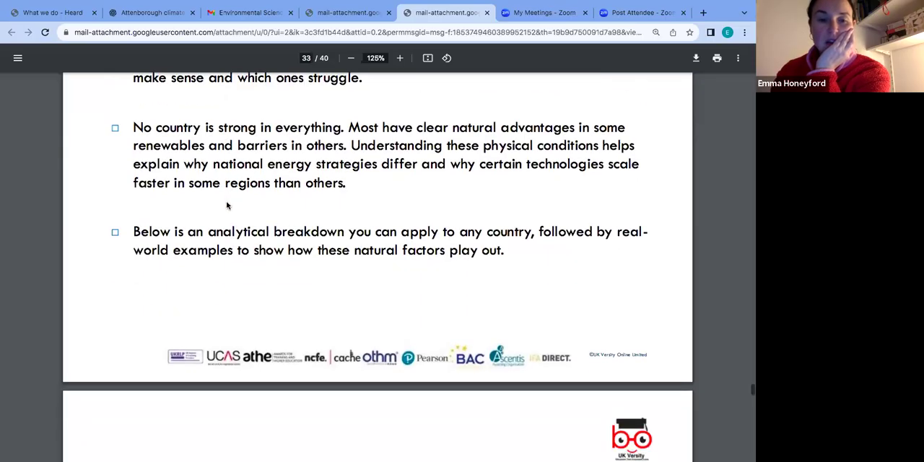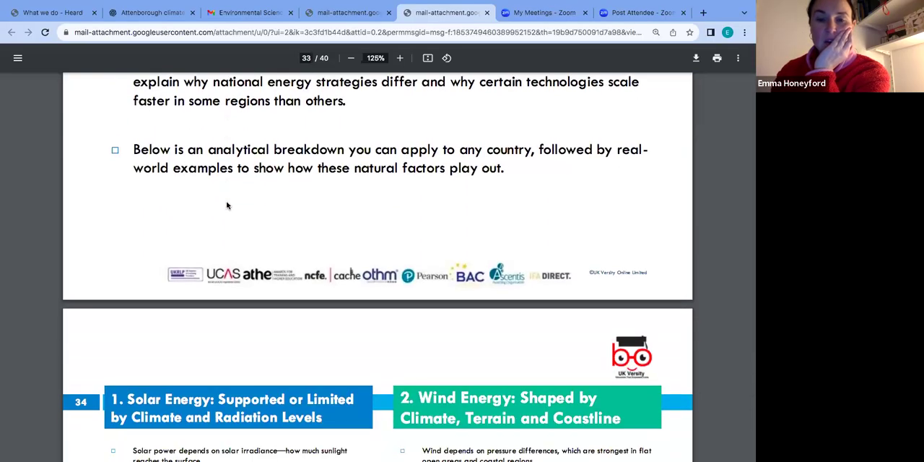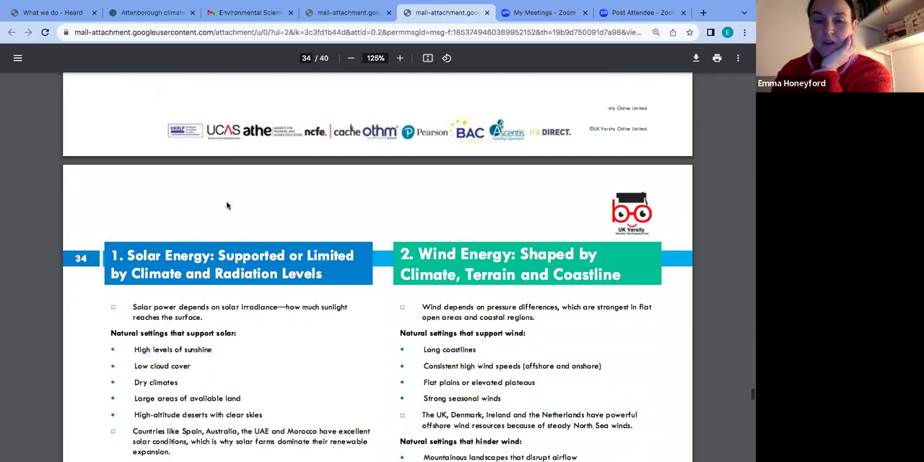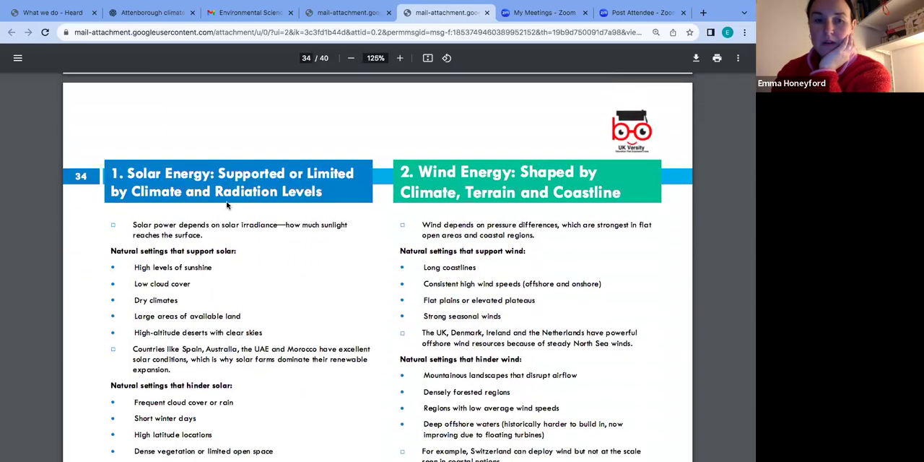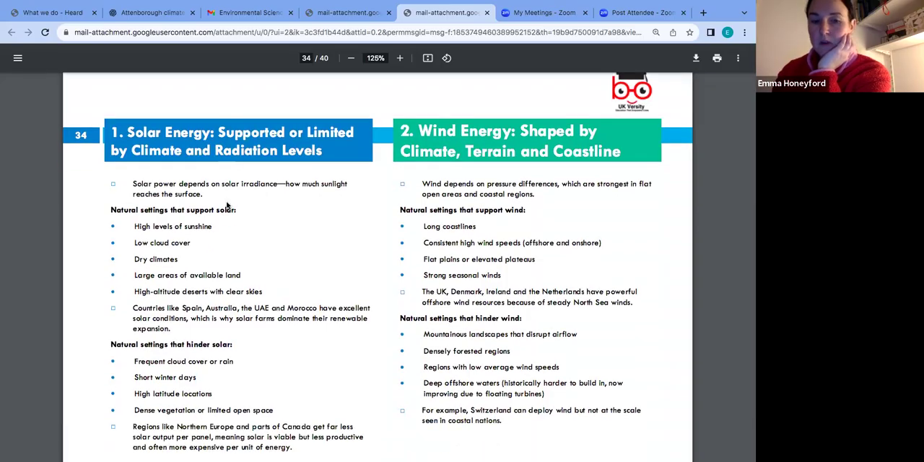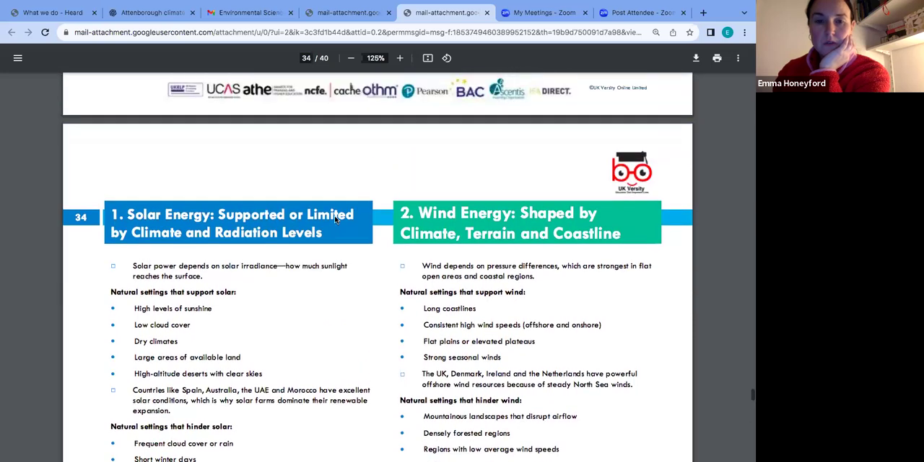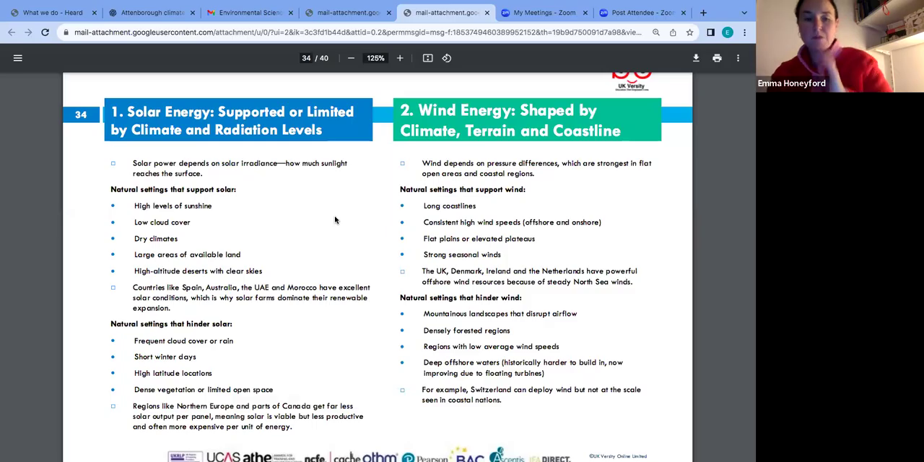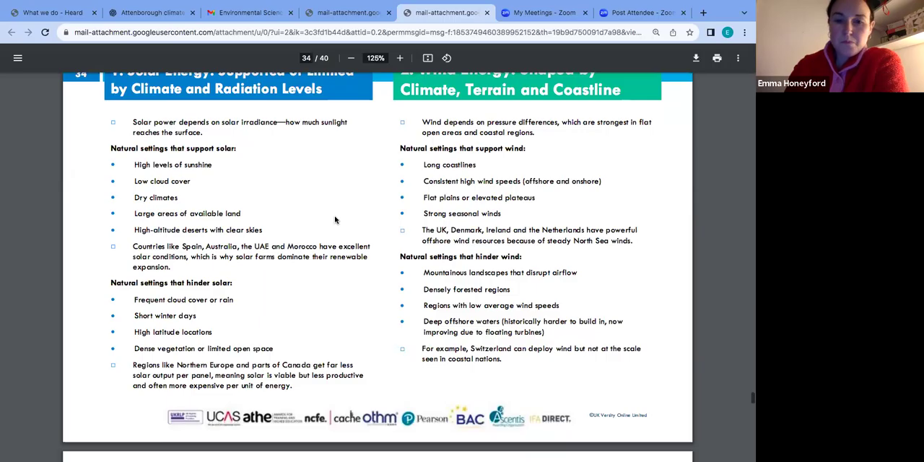So below is an analytical breakdown you can apply to any country, followed by real-world examples to show how these natural factors play out. I'm not going to read out all of this, but this is really helpful and will be available in Moodle. This goes into the different natural settings.